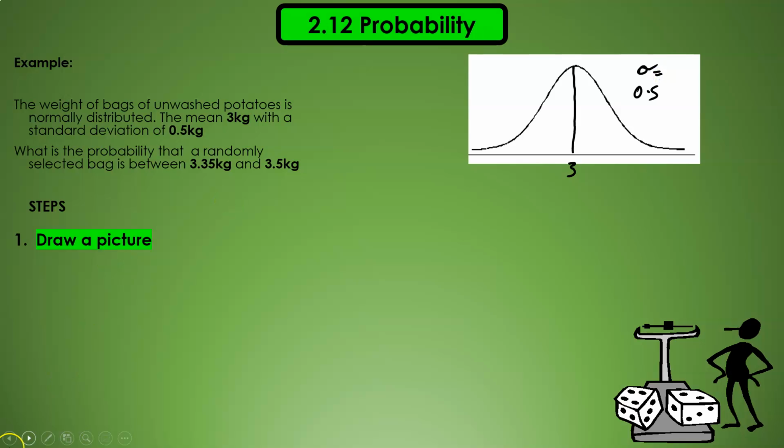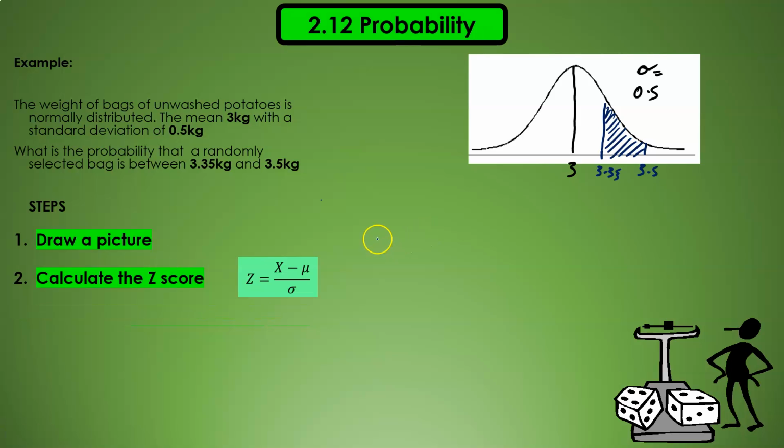Then we have first of all 3.35 there, and then we also have 3.5. So we've ended up with an area on the right hand side, so they're going to be positive. The next thing we want to do is work out what the z-scores are.